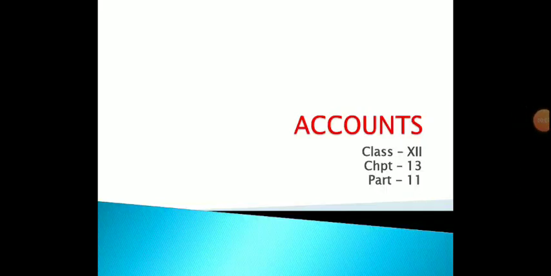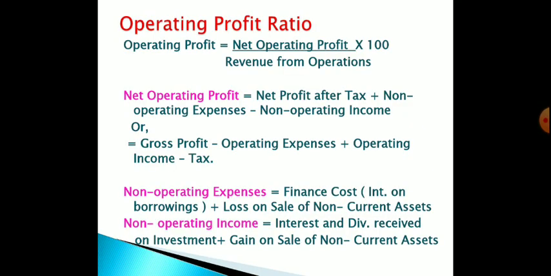This is a video on Class 12 Accounts, Chapter 13 Ratio Analysis, and today we are going to study another type of profitability ratio, that is operating profit ratio. Operating profit ratio is a relationship between operating profit and revenue from operations, also known as net sales. The formula is net operating profit divided by revenue from operations into 100. That means this ratio is expressed as a percentage.